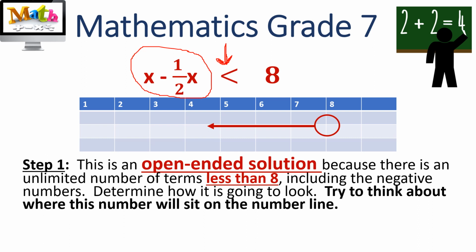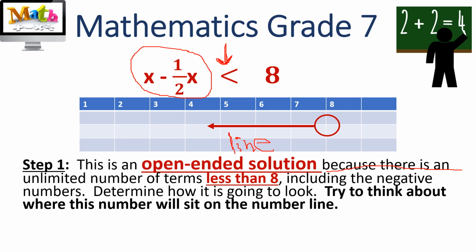And here you have your definition. There's an unlimited number of terms less than 8. So you keep this as an arrow. It looks like a ray, but this is a line because it is continuous. And you keep this line going all the way over. Now, why is it closed? Because it has to be 8 or less.